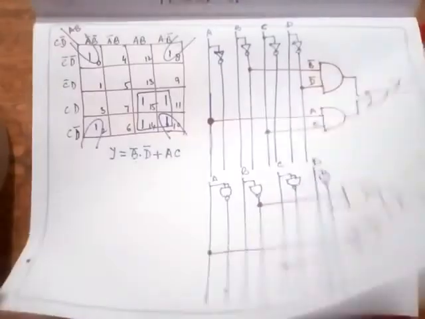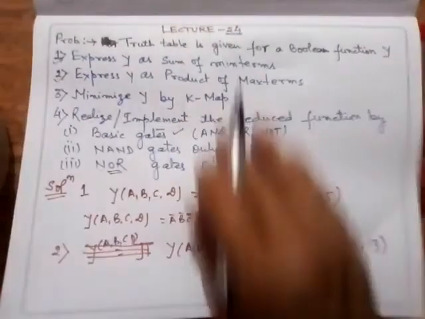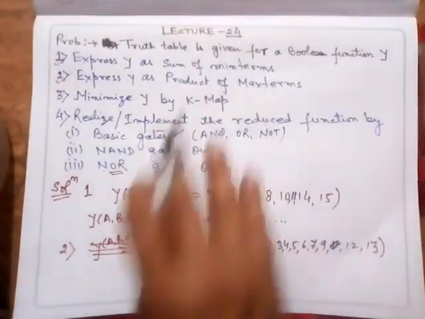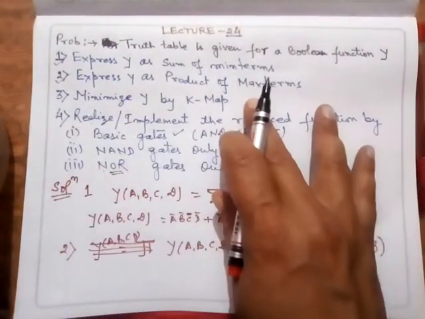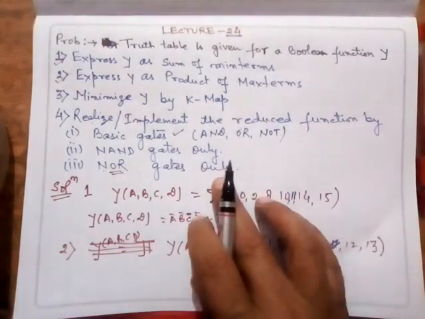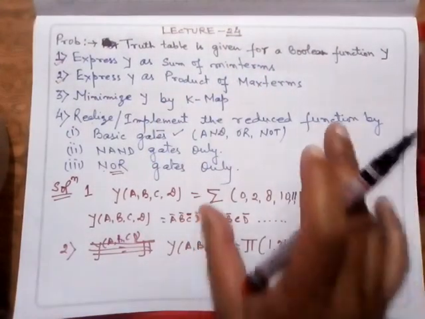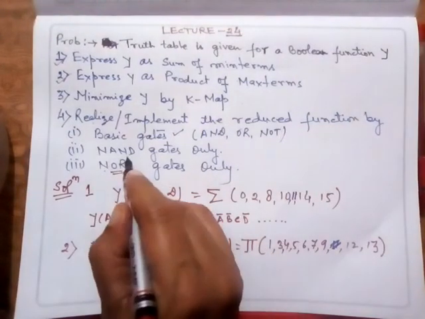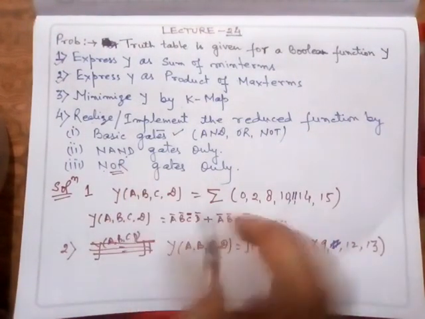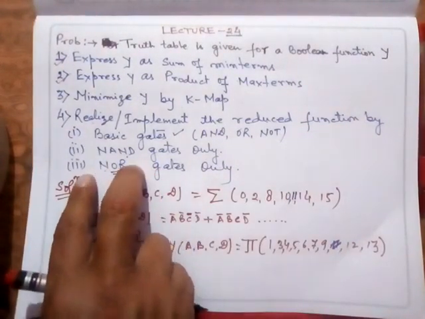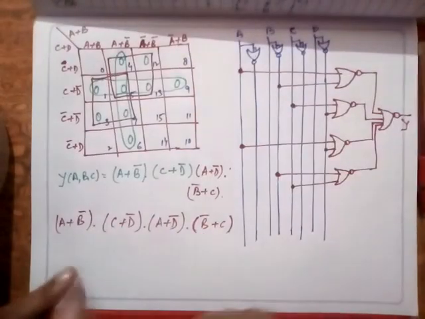So I hope that this is clear to you, how to simplify a K-map and realize it with the help of either basic gates, NAND gates, or NOR gates. The point is to simplify with the help of K-map. If it is asked by NAND gates, then express it in SOP form. If it is by NOR gates, then try to express the expression in POS form. I hope that this is clear to you.